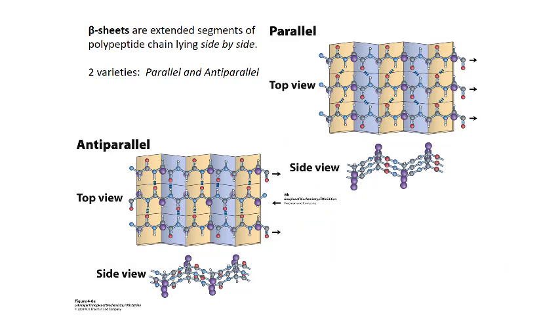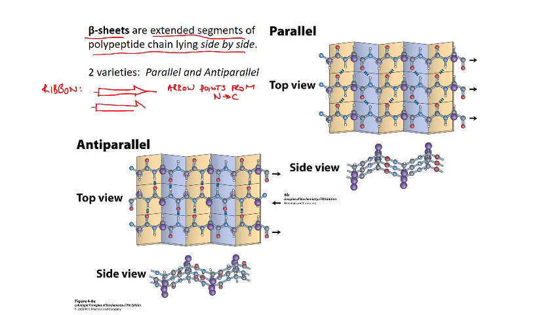Okay, next type of secondary structure, the beta sheet. So beta sheets come in 2 different flavors. These are extended segments of polypeptide chain lying side by side. The ribbon diagram for a beta sheet looks like this. We draw them as flat arrows. And then the arrow always points from the N terminus to the C terminus.